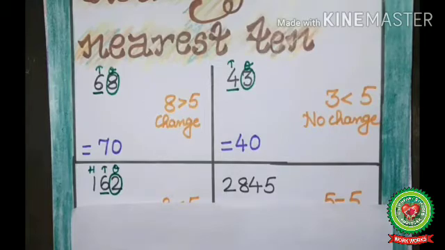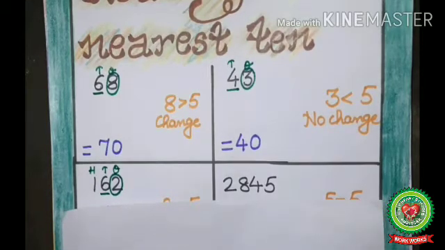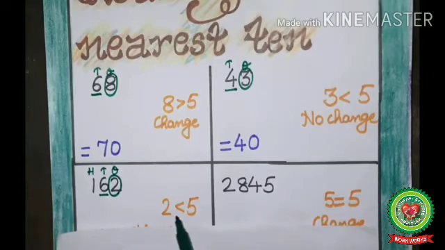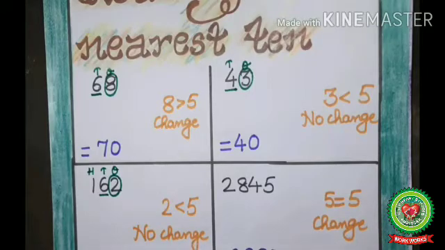Next step is comparison. We will compare this 2 with 5. Now students, first of all tell me, 2 is greater than 5 or 2 is less than 5? Yes, 2 is less than 5. 2 is less than 5. That means change or no change? No change. Yes, no change.